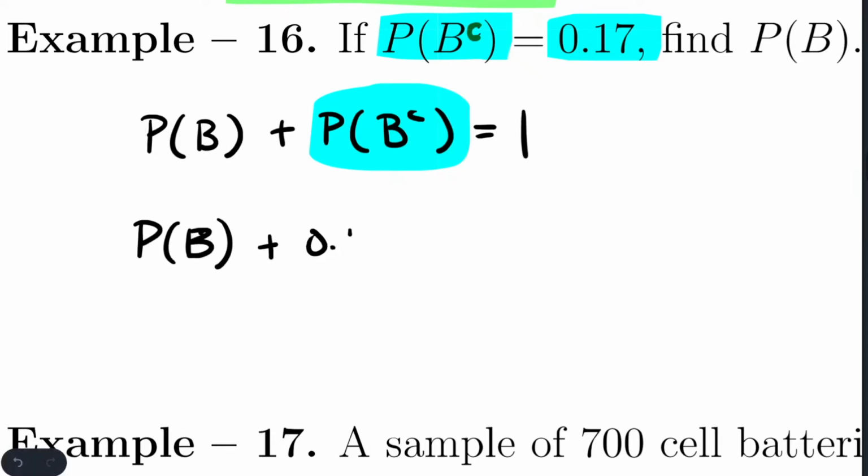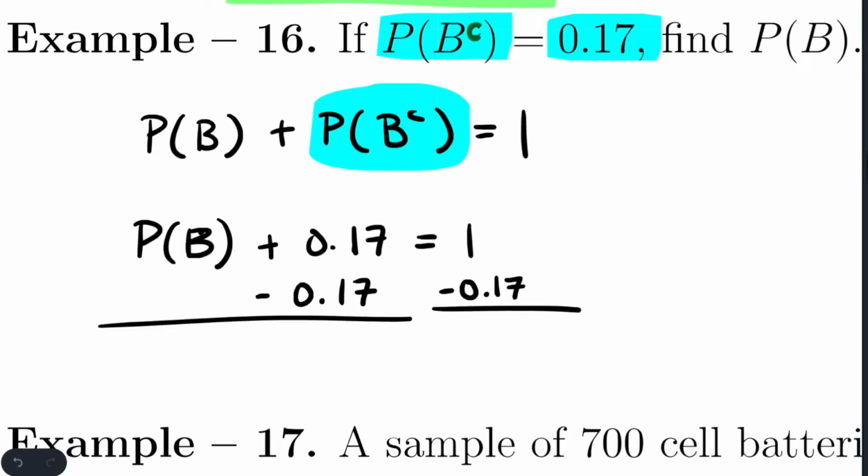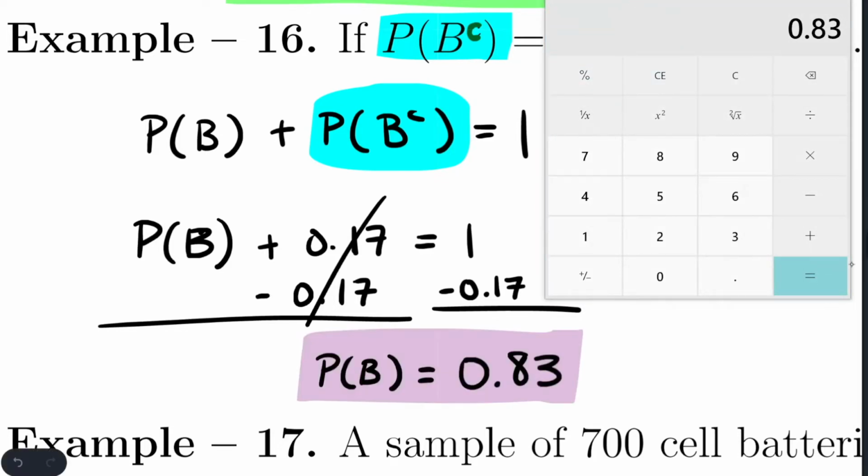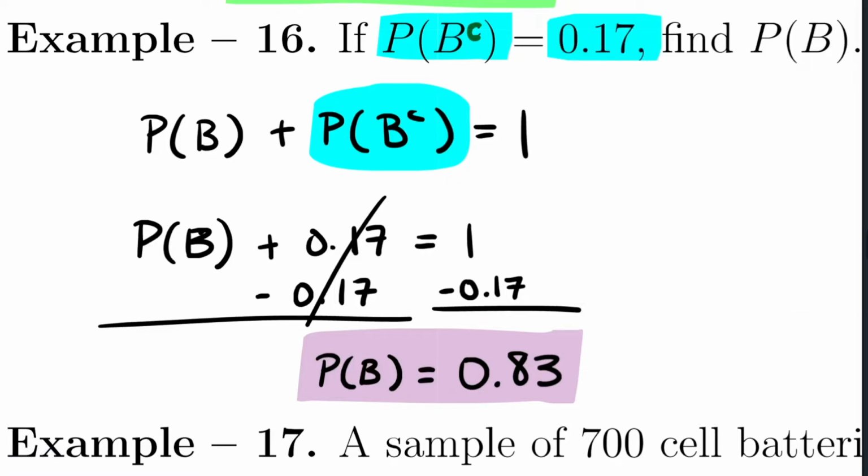Plus 0.17 is equal to 1. If I'm going to solve this, I need to subtract 0.17 from both sides. And from that, we will get that the probability of B is equal to 0.83. So the probability that B will occur is 0.83, and the probability that it won't occur is 0.17.